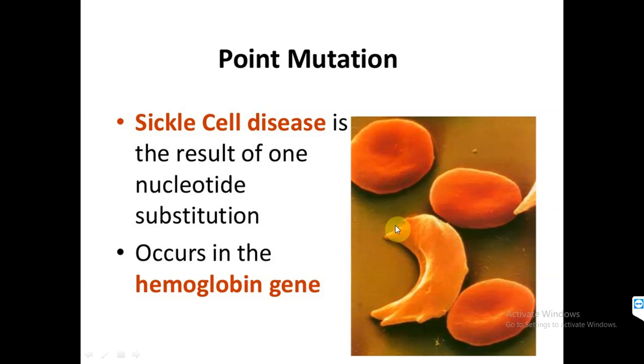And which gene is responsible for this? The hemoglobin gene. So in the hemoglobin gene there is a substitution of only one nucleotide, and this one nucleotide is responsible for causing a disease that we call sickle cell disease.